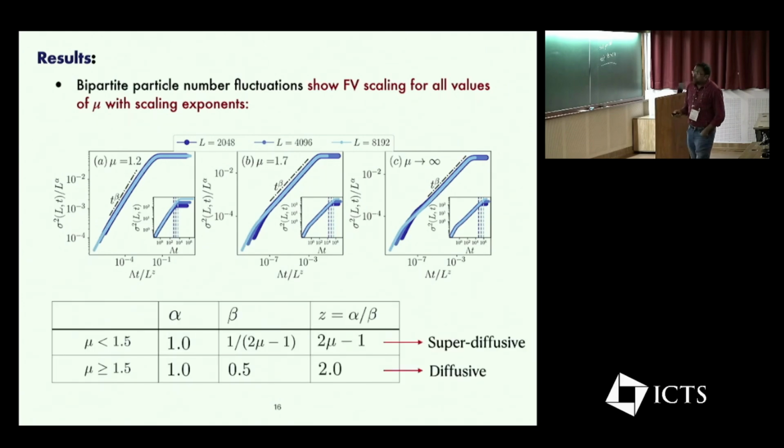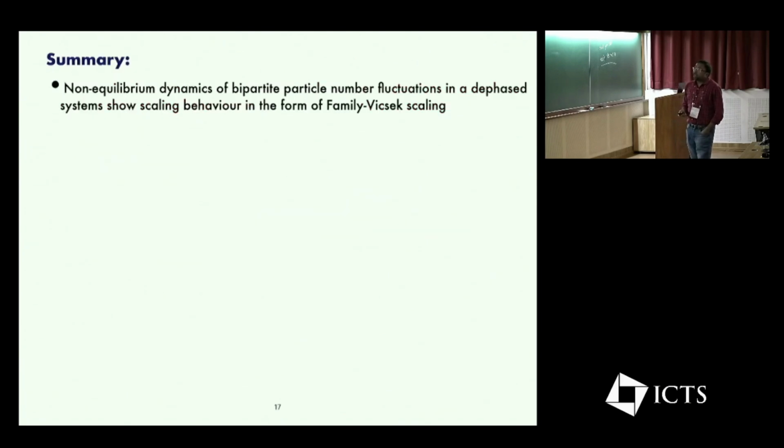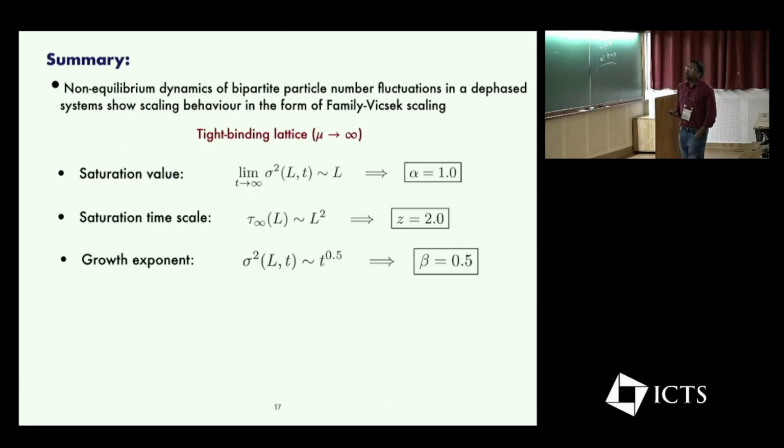So just to highlight again, if you have mu, which is long range hopping exponent, less than 1.5, these are the set of exponents that you extract, which is super diffusive and diffusive depending on the values of mu. So with that, let me summarize. This bipartite particle number fluctuation in open system also starts showing this scaling.